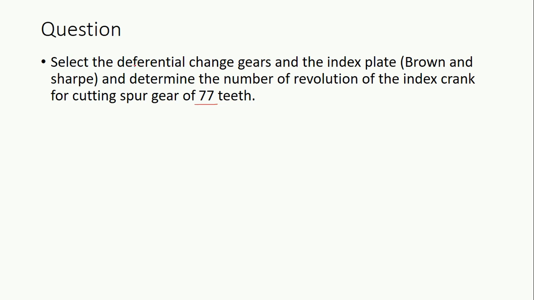Select a differential change gears. Spelling mistake: gears and the index plate, and determine the number of revolutions of the index crank for cutting the spur gear of 77. The same problem as earlier. N is 77. The earlier case is a little bit complex, but let's solve it through our own process.